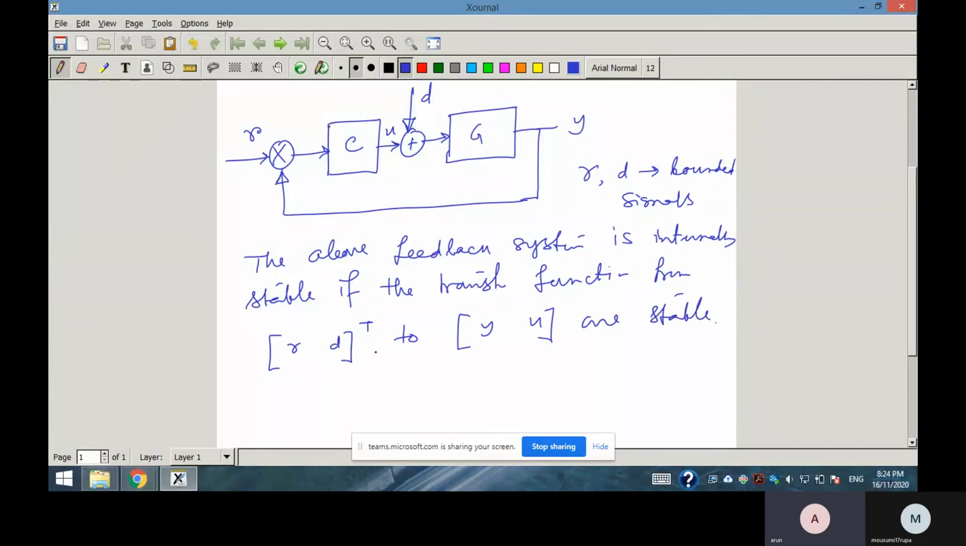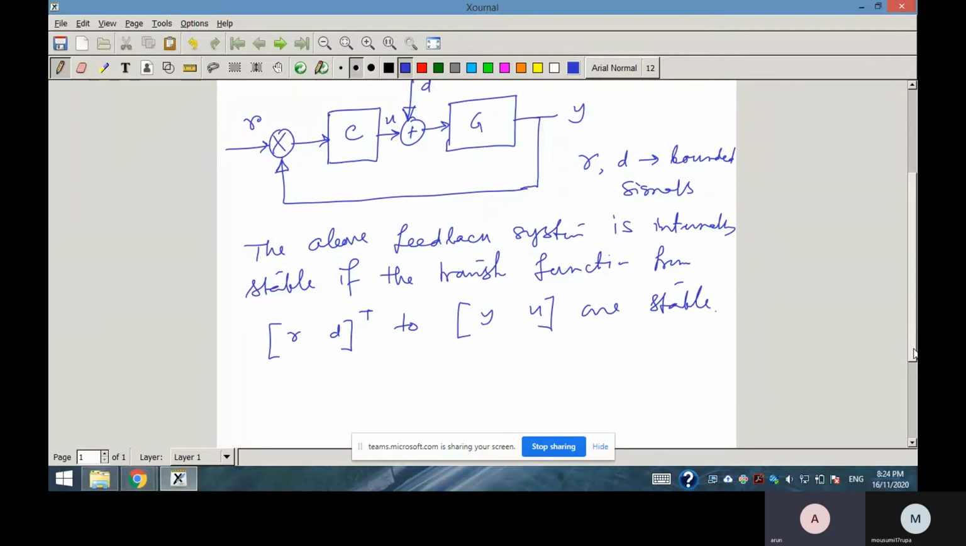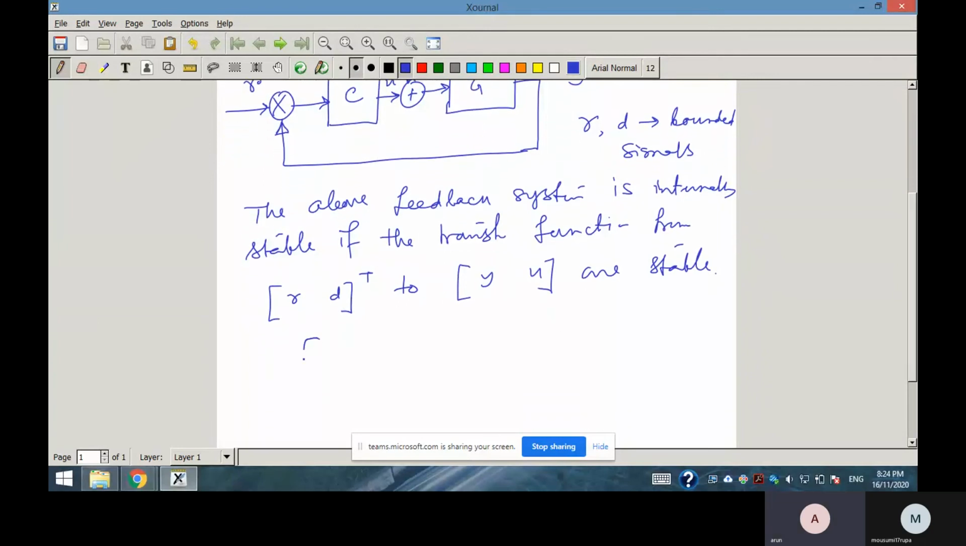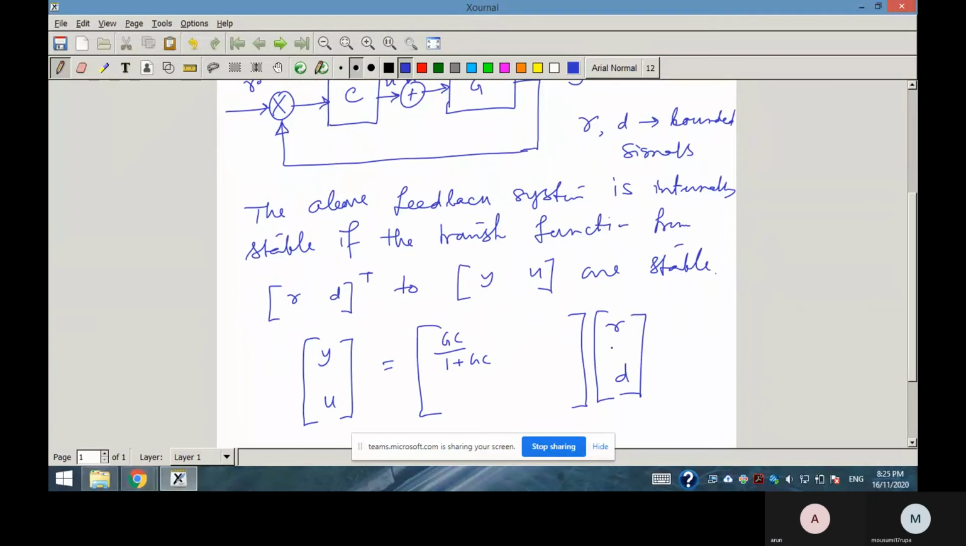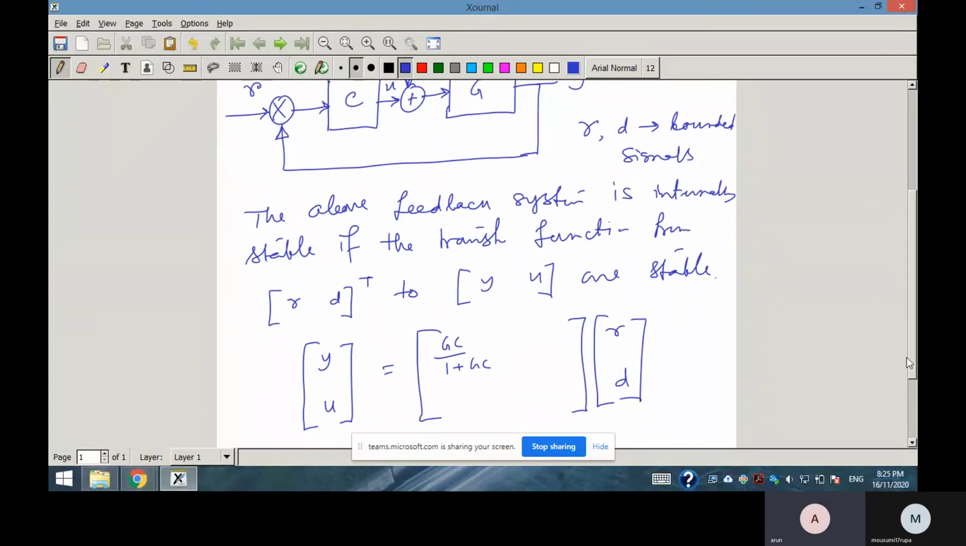So how many transfer functions are possible here? Y by D is possible. So what is the Y by R transfer function? GC by 1 plus GC. What is your Y by D transfer function? Y by D is G by 1 plus GC. What is your U by R transfer function? C by 1 plus GC.